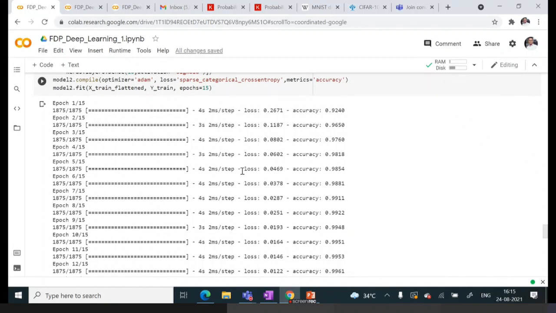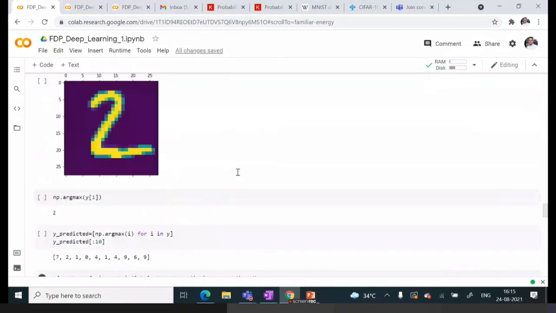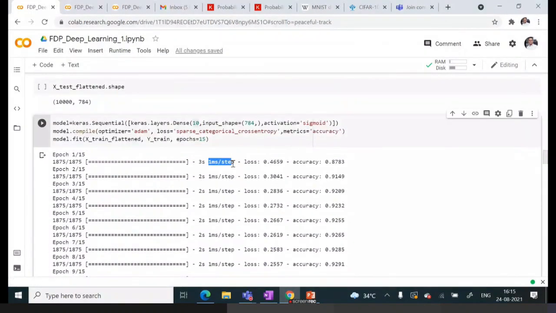But with this inclusion, if you notice carefully, this variant, model 2, will take more time. You can check 2 milliseconds is required for each step as compared to this version where only 1 millisecond is required for each step, right? Why does model 2 take more time? Can anyone guess the answer?